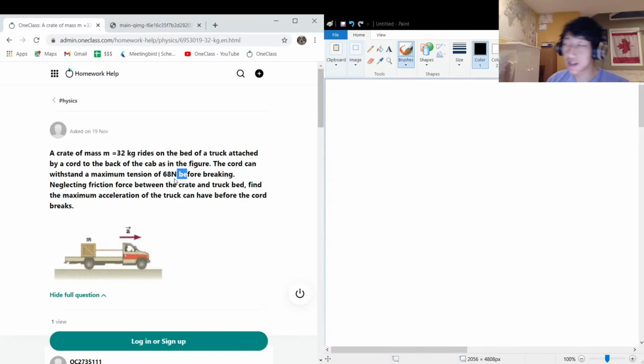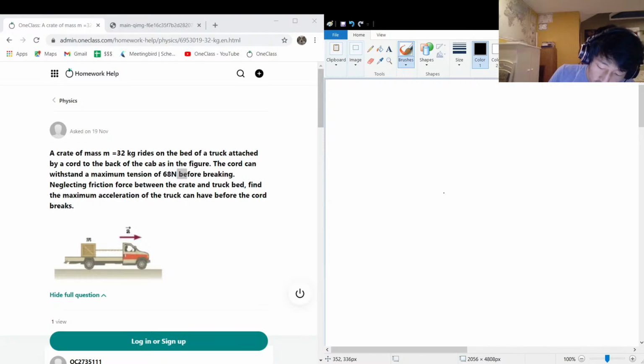As soon as we get to 68 newtons, that one cord is going to turn into two cords that are not as long as they are originally. That's what's going to happen once we reach 68 newtons. So let's draw a free body diagram for this situation.